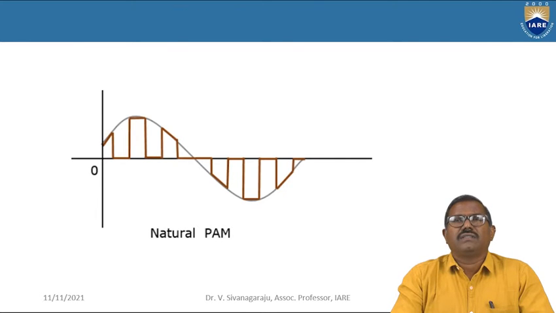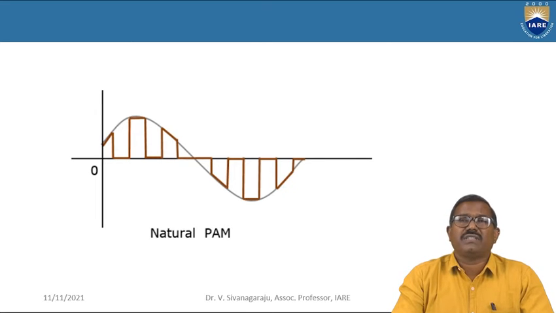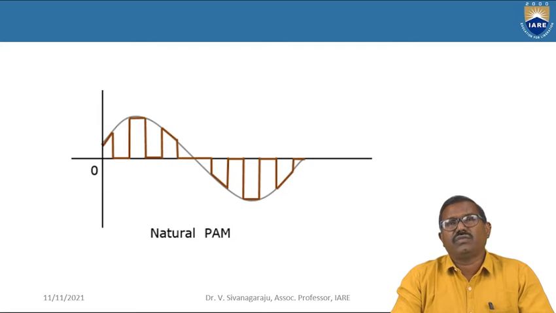So this is a natural PAM. This is the figure for natural PAM. Here we have a pulse form, and a sinusoidal waveform is also appearing in this waveform. That means the sampling is done naturally. So that is natural PAM.